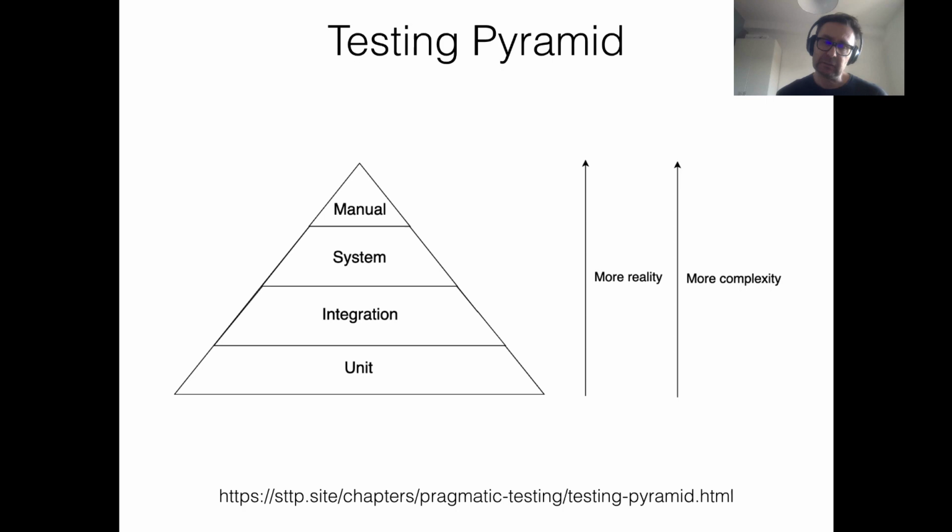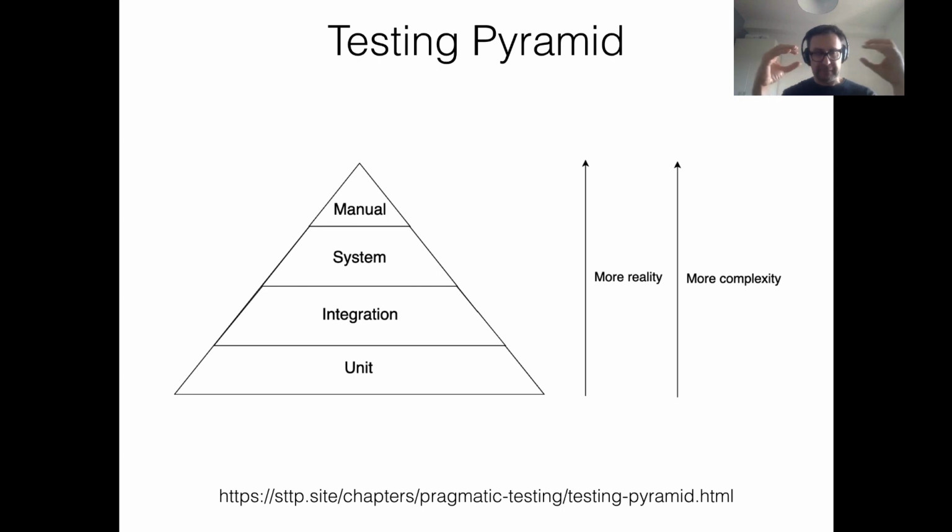One way to also look at this is like a testing pyramid. This is an ideal world, and you can read about this in the STTP book online that I also linked to in the module on Canvas. The idea of a testing pyramid is that we need to do a lot of unit testing, because then we can trust that the units work. Then we can integrate them.